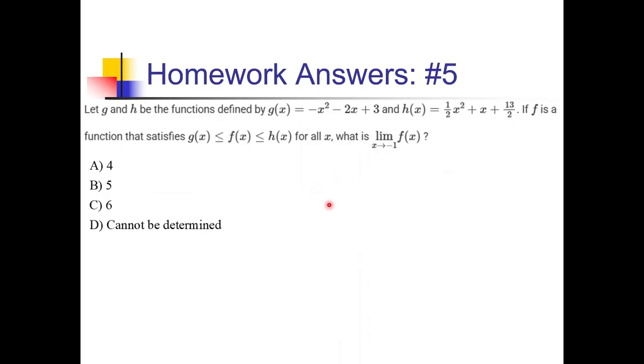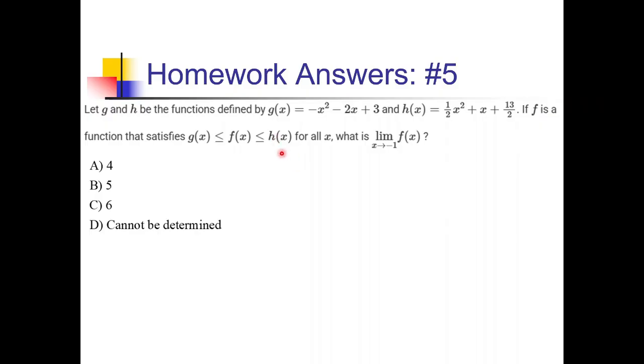For this problem, they're giving us a g and an h function, both of which are quadratic polynomials. And then they're telling us that f is a function that's basically sandwiched between g and h. And they want to know, based off of this, what is the limit as x approaches -1 of this f function. Now they didn't tell us what f is doing algebraically, but since it's between g and h, we can try using the squeeze theorem on this.